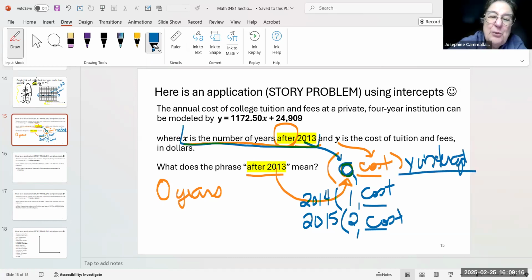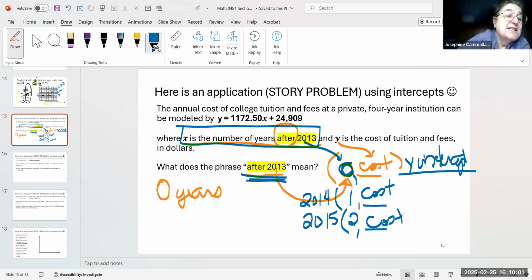So be careful with these phrases. If it tells you after 2013, that means the 0 year, the year you're starting to collect information, is 2013. But you have to go 12 months to have a full year's data. So basically, when I start in 2013, I'm basically saying my cost is 0. Unless I go a little further here, and that's what's going to happen. So watch this phrase.